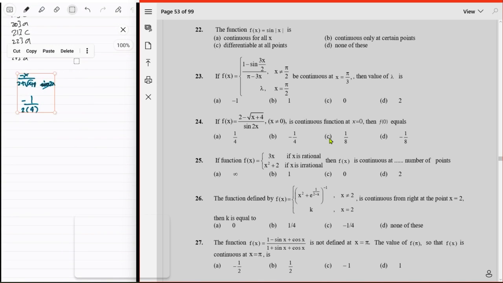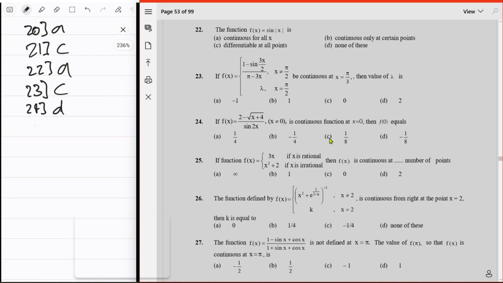Next. 25th. If this function is what? Wow, that's bad. So it's continuous at an infinite number of points because it's different functions, right? If x is rational, it's this thing, and yeah, it's at an infinite number of points. It's discontinuous. It's 26. Yes, sorry, 26, not 36.